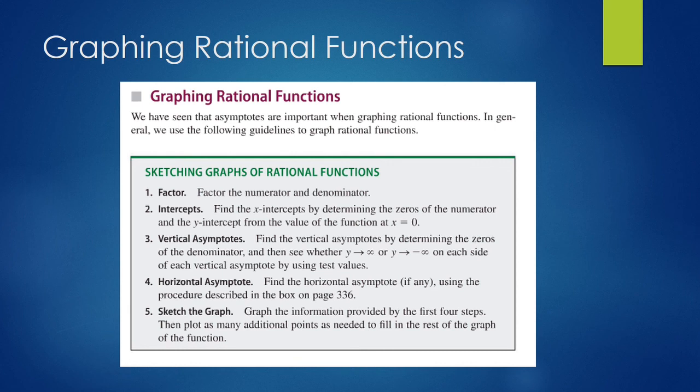So graphing rational functions, how do we do it? We factor the numerator and the denominator. We find intercepts, just like we would when we're graphing our polynomials. Finding zeros. The zeros will tell us where our vertical asymptotes are, because they're holes in our graph. We want to look at the values of the function as they get close to those asymptotes from the left-hand side and from the right-hand side. And then we find our horizontal asymptote, if there is one, by using the procedure that we talked about back 3 slides ago. And then we take all those points and we can sketch our graph.